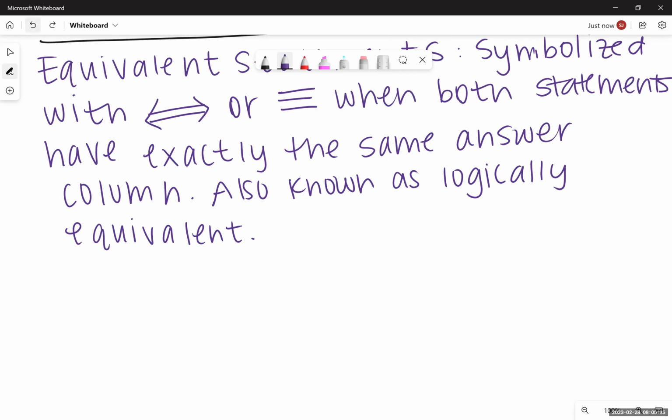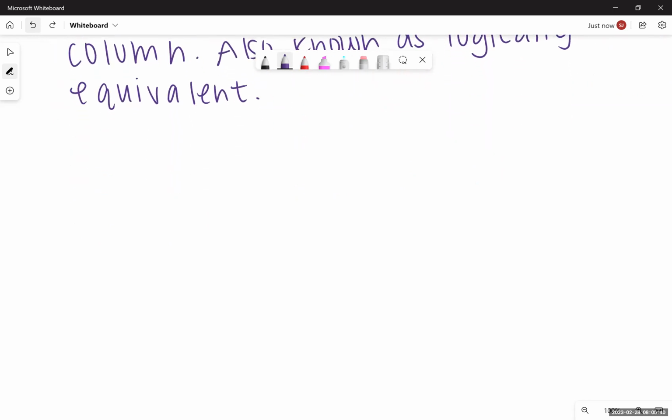So let's go ahead and do this big PQR to determine whether or not these statements are equivalent. And then after that, we do change gears.